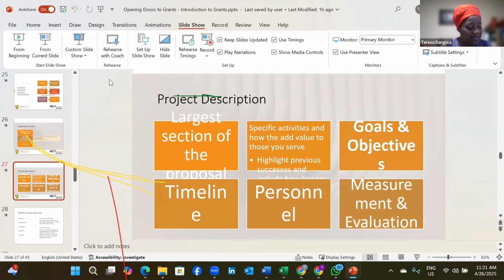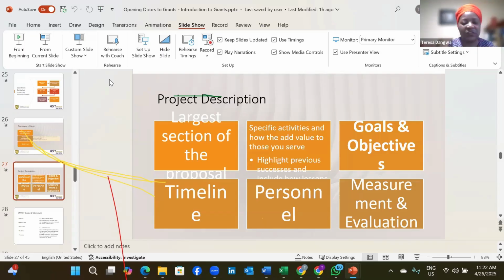It's going to start from here and it's going to end here. All your projects must have a beginning and an end for that time period. And also, how do you measure it? How are you going to measure this project and how are you going to evaluate that project?